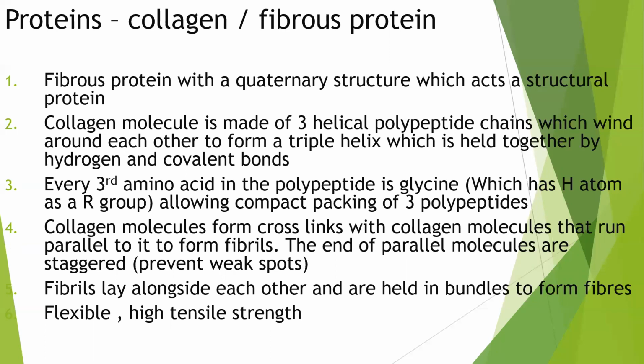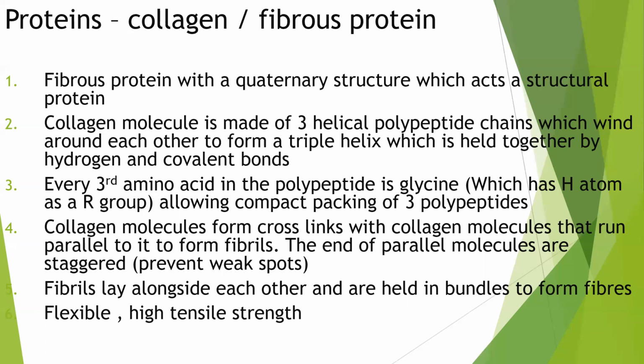In this helical polypeptide itself, every third amino acid in the polypeptide is glycine. As we discussed previously, glycine has a hydrogen atom itself as its R group. And this hydrogen atom is basically a very small R group, which allows compact packing of the 3 polypeptides.